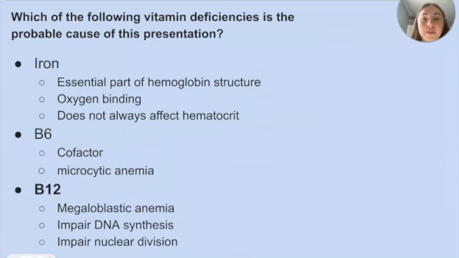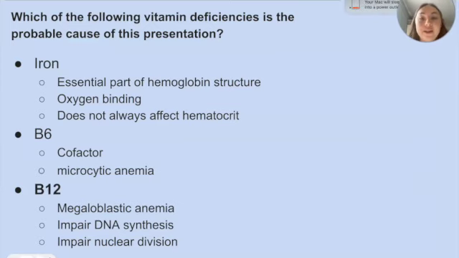Iron deficiency anemia is one of the most common types of anemia. It occurs when there are deficient iron levels in the body. Iron is an essential aspect of hemoglobin as it is part of the heme structure that facilitates oxygen binding. However, the effect on the hematocrit is not always consistent with iron deficiency, as it does not always impair the amount of red blood cells.